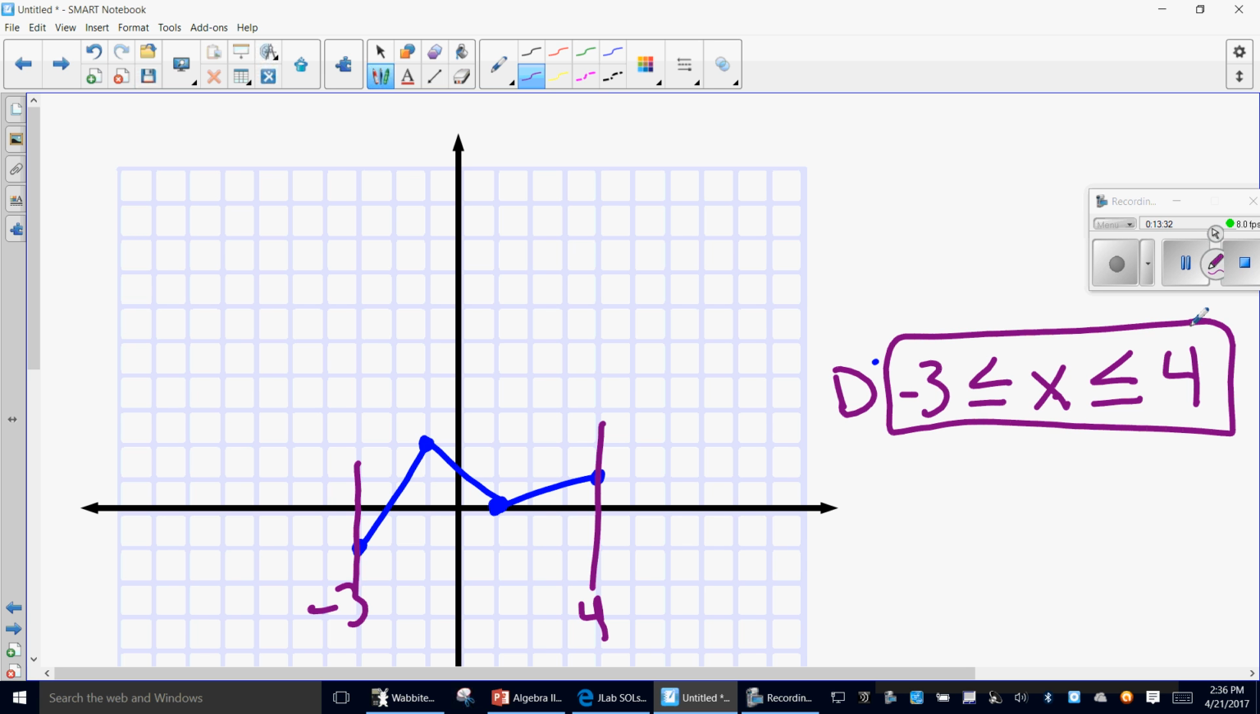Okay? If I did my range, how far up is he going? To 2. How far down? I think he goes all the way down here to -1. So we need to say that everything, my blue line, is in between -1 and 2. Can someone tell me how I would write that? Sierra.